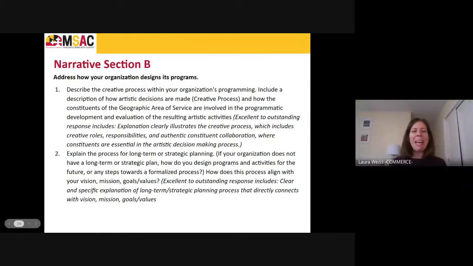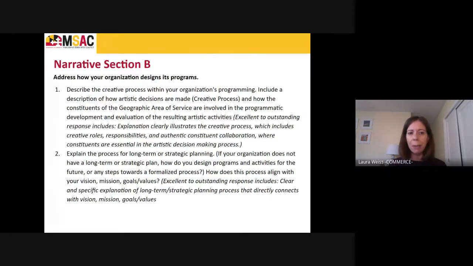Thanks so much, Emily. So section B of the application is focused on how your organization designs its programs. And there are just two questions in section B. The first is to describe the creative process within your organization's programming and include a description of how artistic decisions are made, the creative process, and how the constituents of the geographic area of service are involved in the programmatic development and evaluation of the resulting artistic activities.